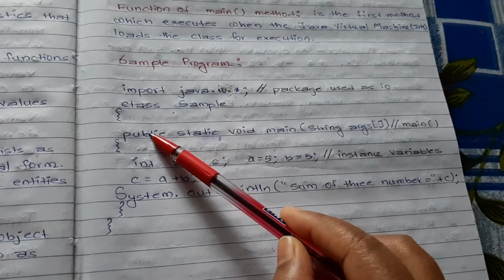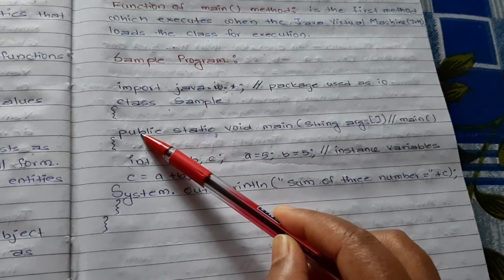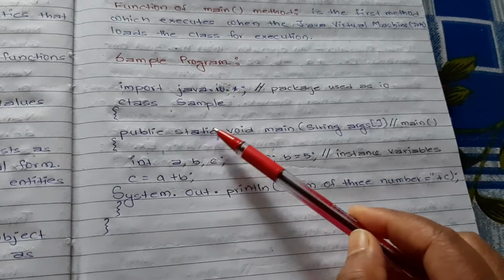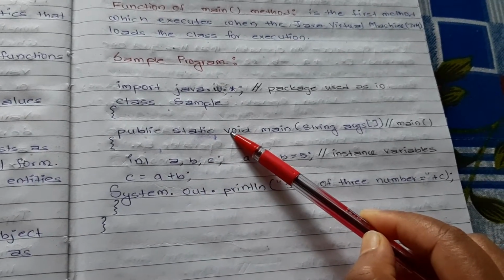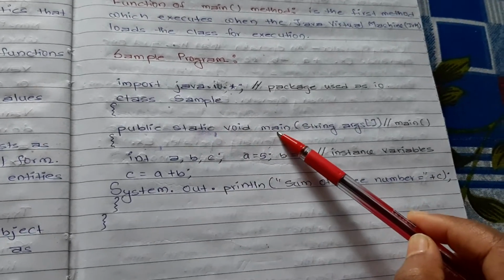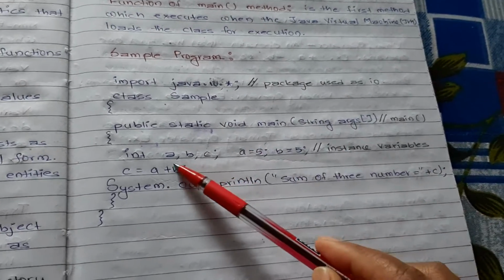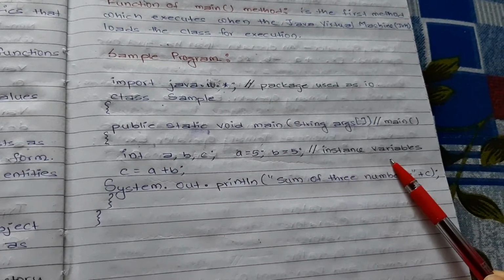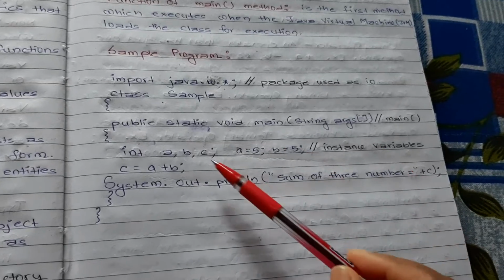These are called keywords. Public is an access specifier. Static is an access specifier. Void is a keyword. Static is a keyword. So they are called keywords. Now if you see, this is a variable declaration. Okay, they are called instance variables. What are they called? Instance variable.